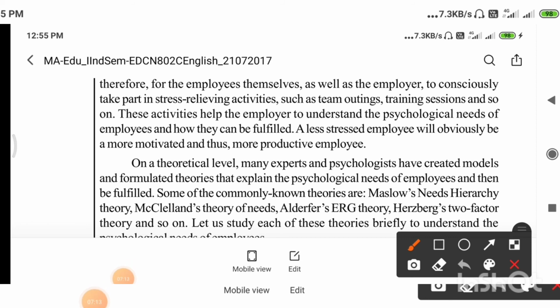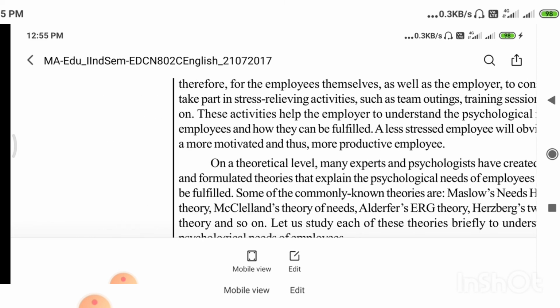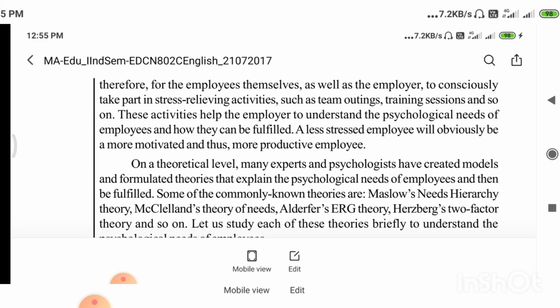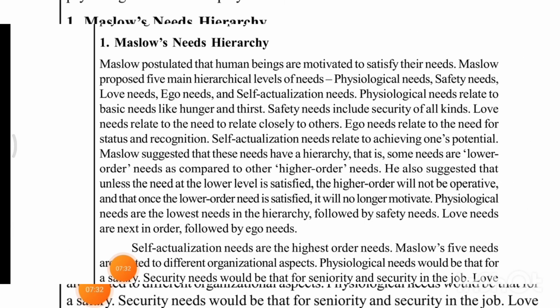As you can see here, we have Maslow's hierarchy of needs, McClelland's theory of needs, Alderfer's ERG theory, and Herzberg's two-factor theory. So, okay guys, let's start one by one. We will look at these theories.